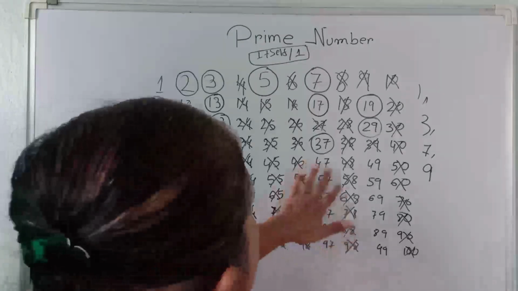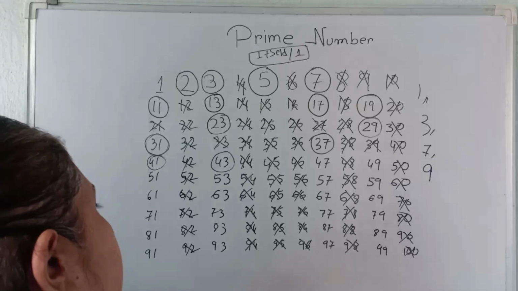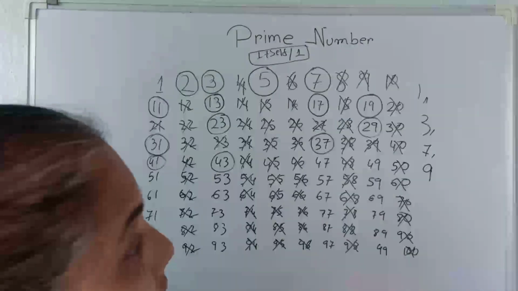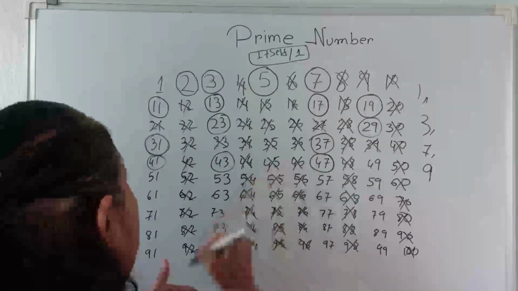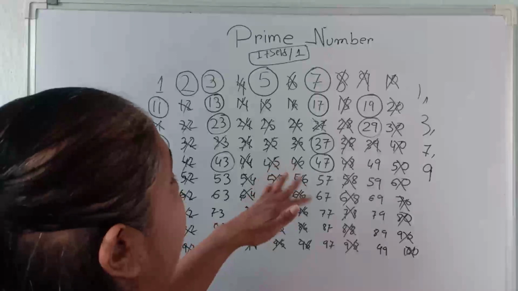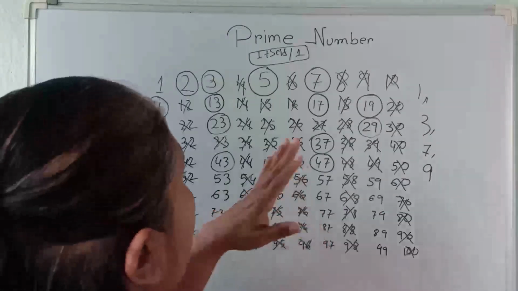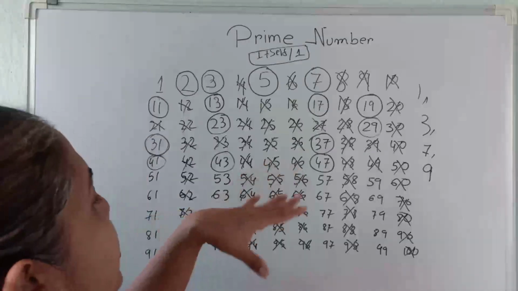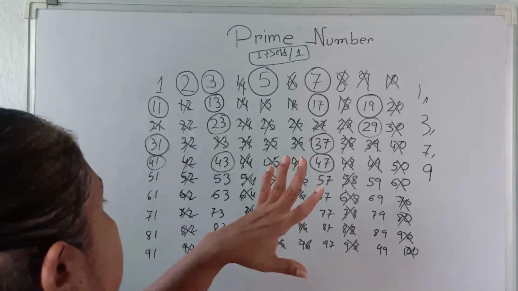Let's check 47. We cannot divide 47 by any other number. We can divide 47 only by 47 or by 1. So 47 is also a prime number. But 49, this is a multiple of 7. So just cross it. 49 is not a prime number. So how many prime numbers are there between 40 to 50? Only 3. 41, 43 and 47.